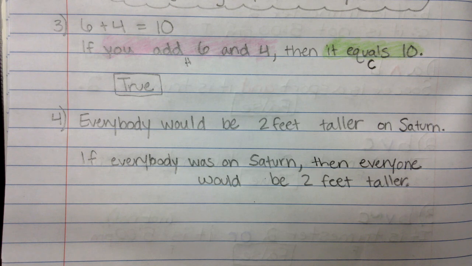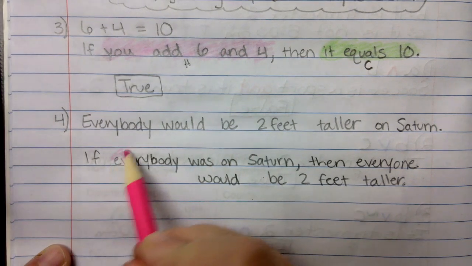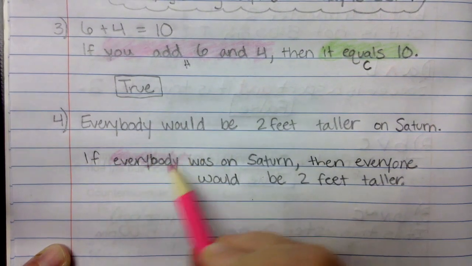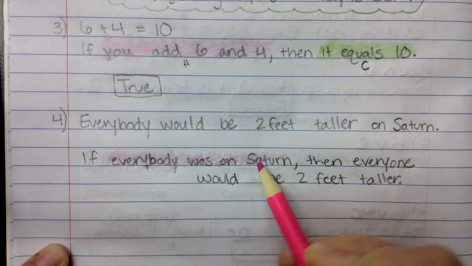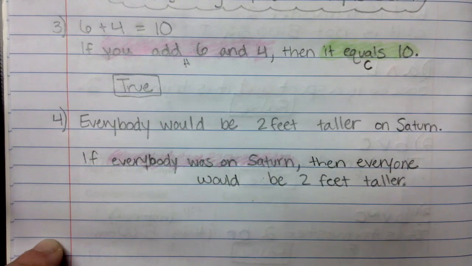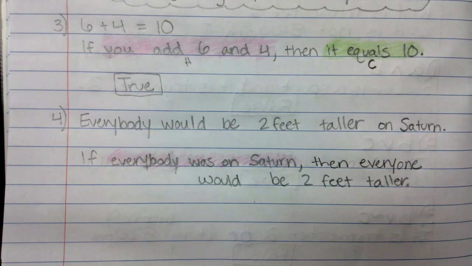Right? What is our hypothesis? Everybody was on Saturn. Yep. So that's our beginning. We have to assume that happened. Everyone is now on Saturn. We all traveled. We all space traveled. We went to Saturn. What's going to happen once we land on Saturn? Everyone just instantly gets 2 feet taller.